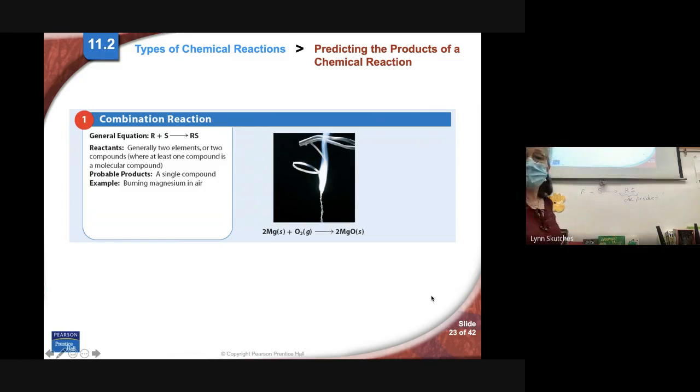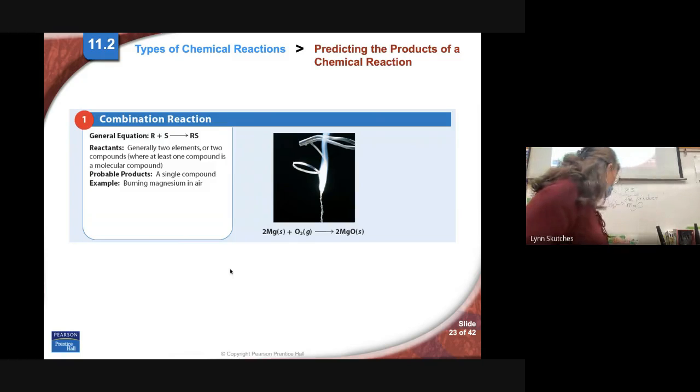So the example equation is right here. Again, there are a couple of tricky things that I want to remind you of. Magnesium is an element. Oxygen's an element, but it's diatomic. So you've got to watch out when they say oxygen gas. You have to remember it's diatomic. And then what's going to happen is magnesium goes with oxygen to make magnesium oxide.